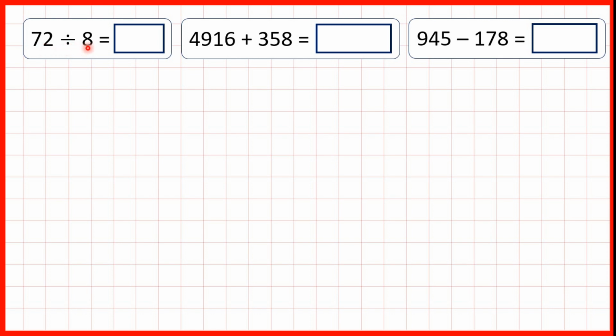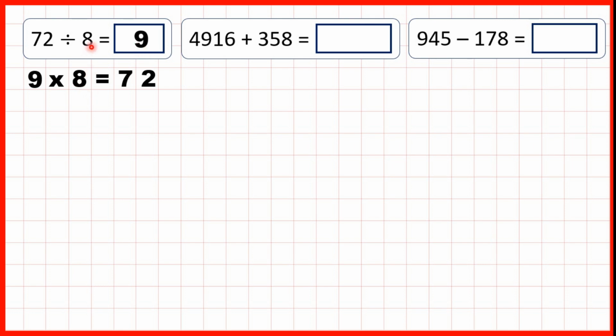72 divided by 8. So, remember, a division is really the opposite of multiplication. It's the inverse. So if we have 72 divided by 8, the question is really asking us what times 8 is 72. Now you might know that 9 times 8 is 72, so our answer is 9.